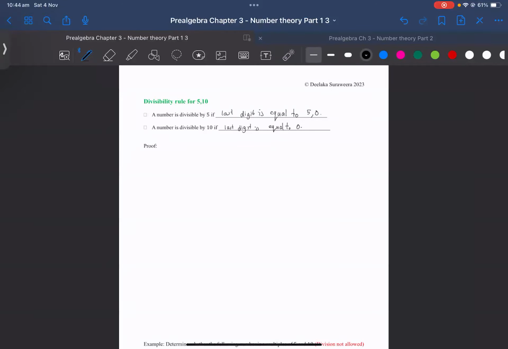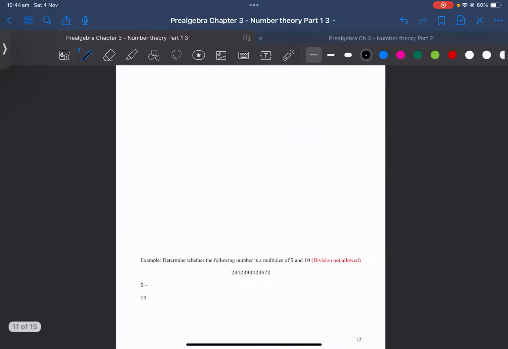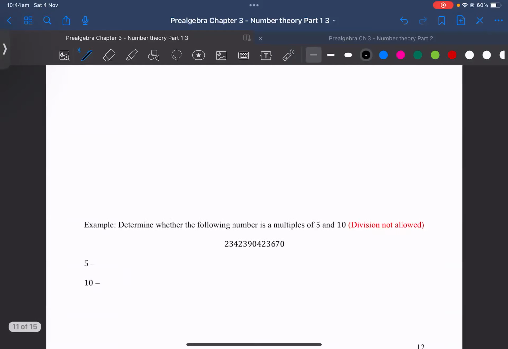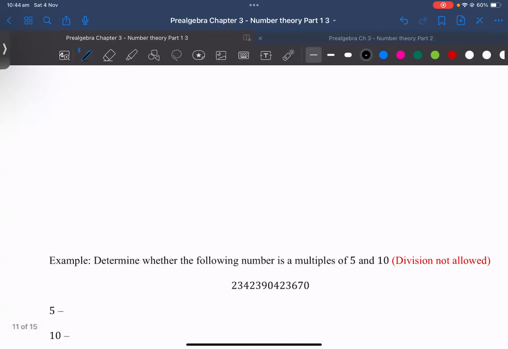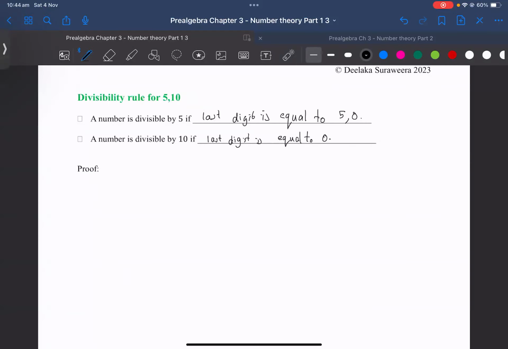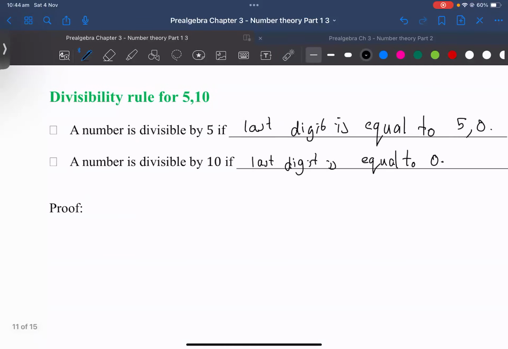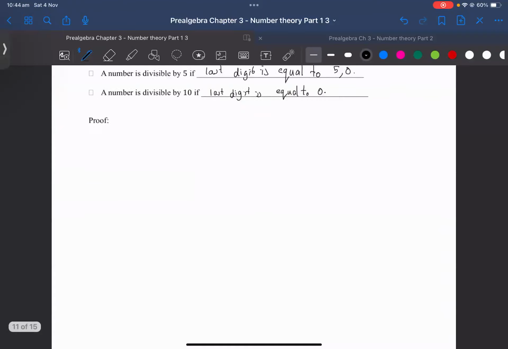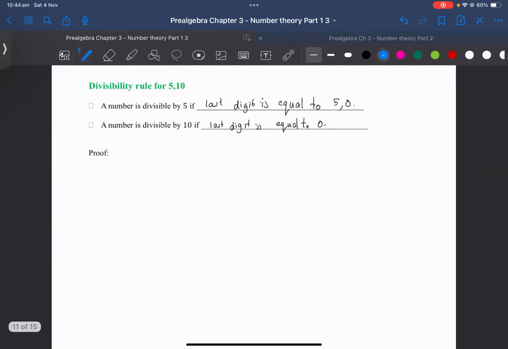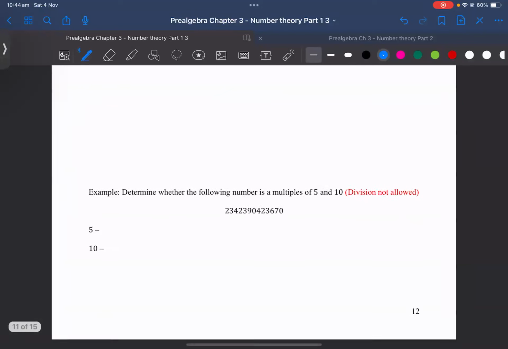So the divisibility rules for 5 and 10 are a lot easier than 248. So we'll just go over them quickly. For example, we'll go through this example. The rule for 10 is that the last digit is equal to 0. Okay, we don't need to prove proofs. It's pretty obvious, so no proof there. Determine whether the following number is a multiple of 5 and 10. Is this number a multiple of 5?